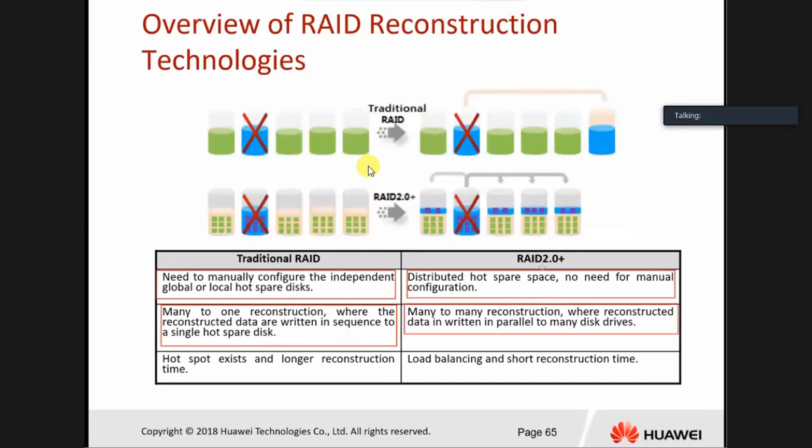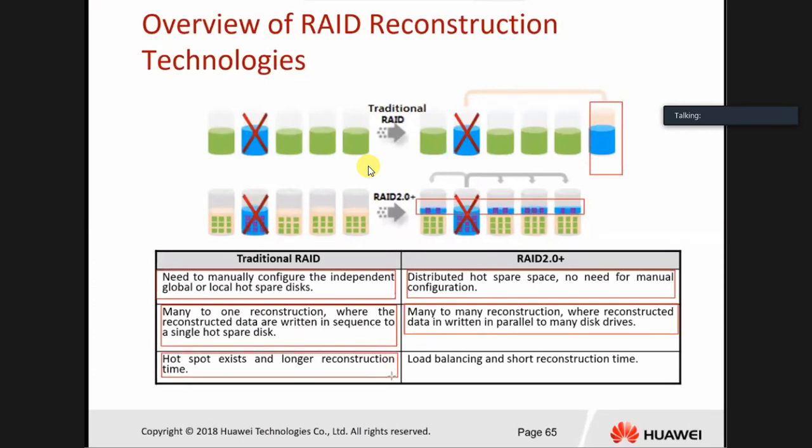In RAID 2.0, since your hotspot is distributed, when you perform reconstruction you will split the job across all the hard disks. Every one of the hard disks will do part of the reconstruction. Compared with one hard disk doing the reconstruction, right now I have 4 hard disks doing it, so I have faster speed. And all the reconstruction will happen in parallel between all the hard disks. That's the difference between traditional RAID and RAID 2.0 reconstruction.